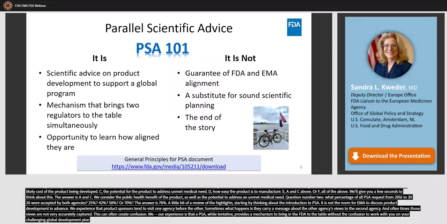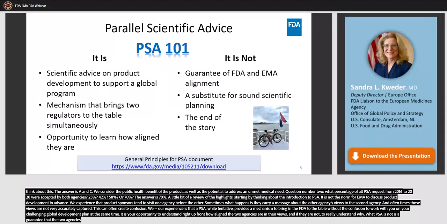It's your opportunity to understand right up front how aligned the two agencies are in their views, and if they're not, to really understand why. What a PSA is not is a guarantee that the two agencies will align on every point. It's also not a substitute for sound scientific planning on your part or on the part of your consultants.